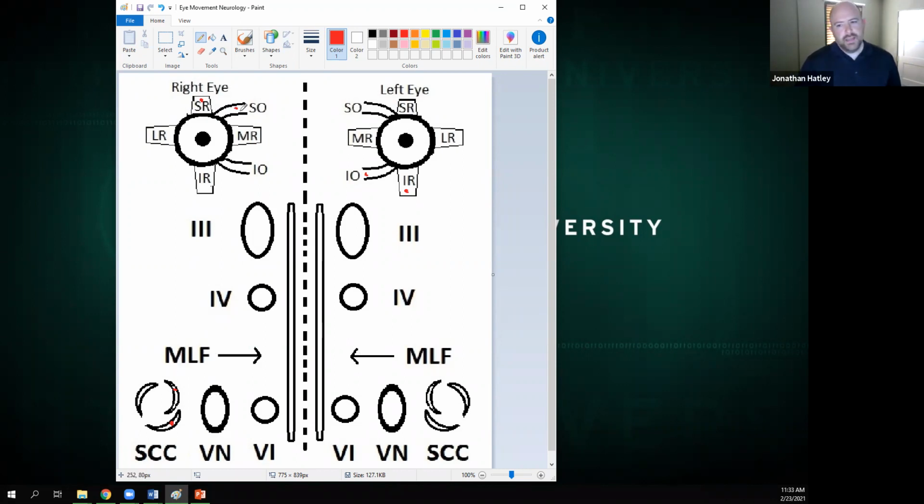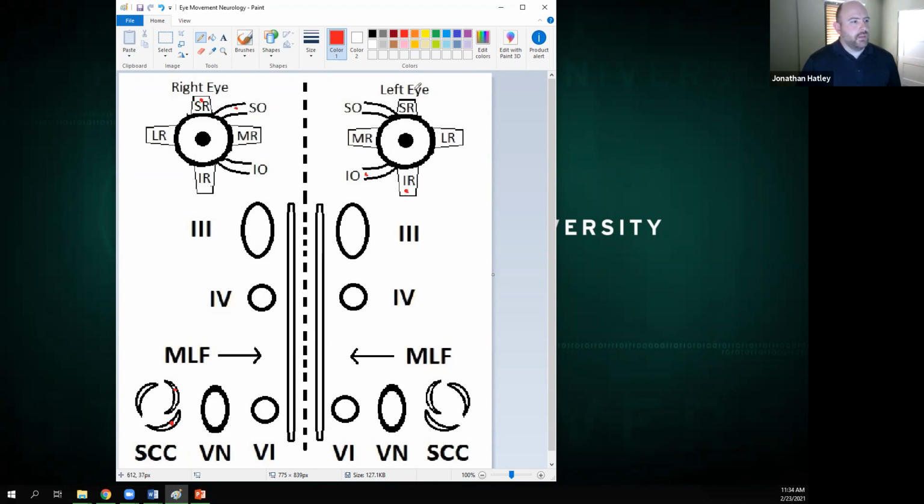If we're talking about the right side specifically, both of these nuclei are going to be on the left side, because the superior rectus signal originates on the contralateral side. It originates in the oculomotor nucleus, travels across the brainstem a very short distance to the contralateral oculomotor nucleus, and then exits that nucleus via the oculomotor nerve, cranial nerve 3, and goes into the orbit. For the superior oblique, it's going to require the left trochlear nucleus. So for the right eye, both of the connections are going to be on the left side.